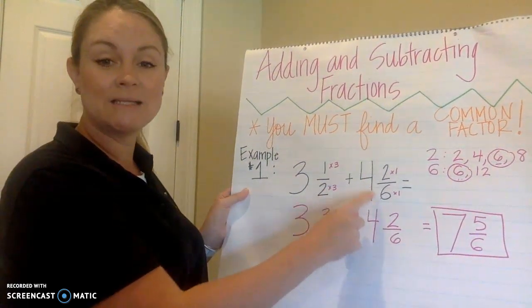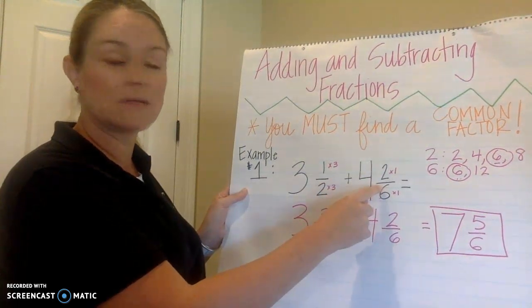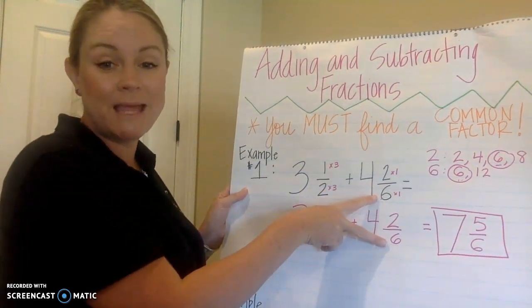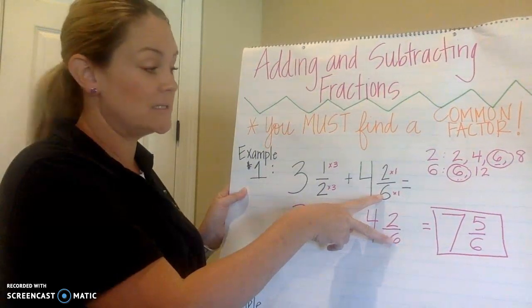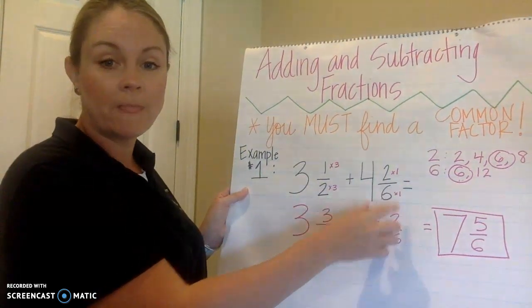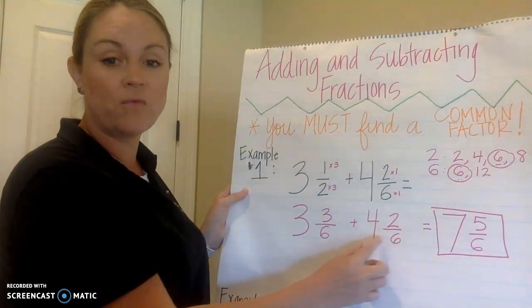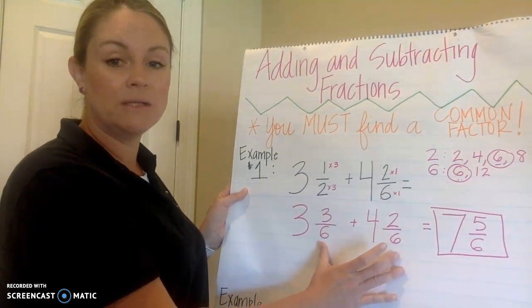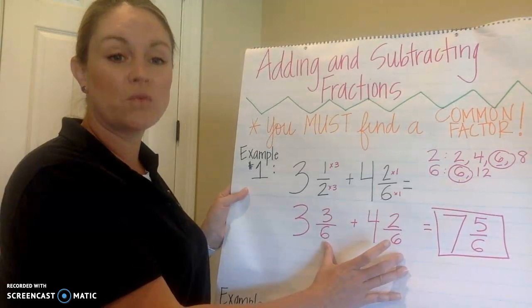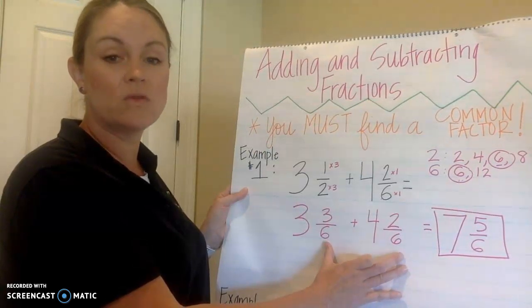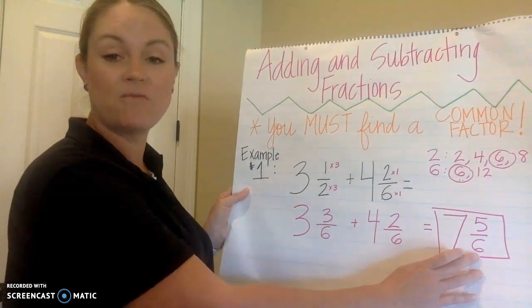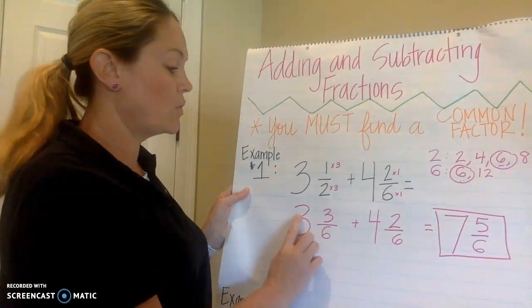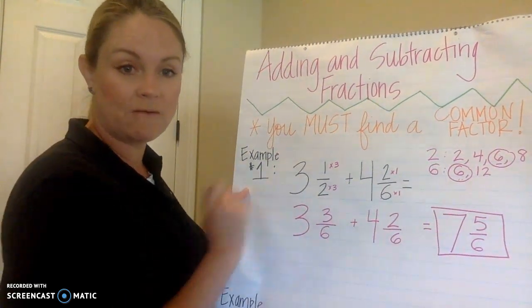Now I have to do the exact same thing for 4 2/6. 6 stayed the same. So guess what? If your denominator stays the same, so does your numerator. So I just brought this down, 4 2/6. Now I have the same units. I can combine 3/6 with 2/6 to get me 5/6. And I know 3 plus 4 is 7.